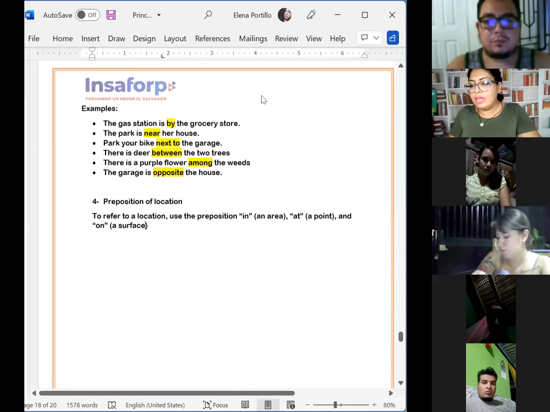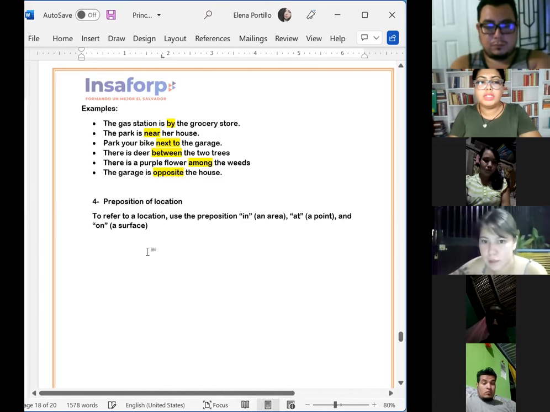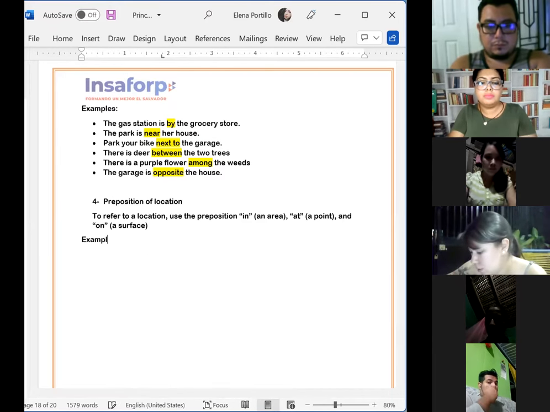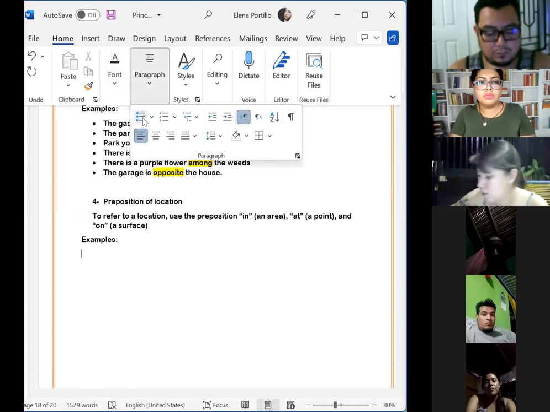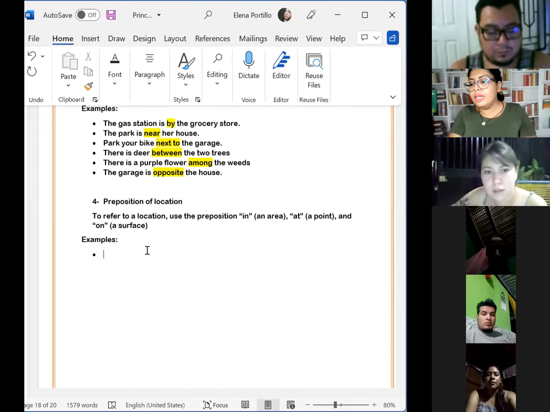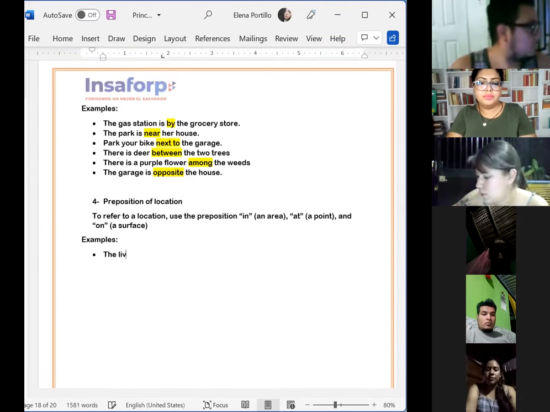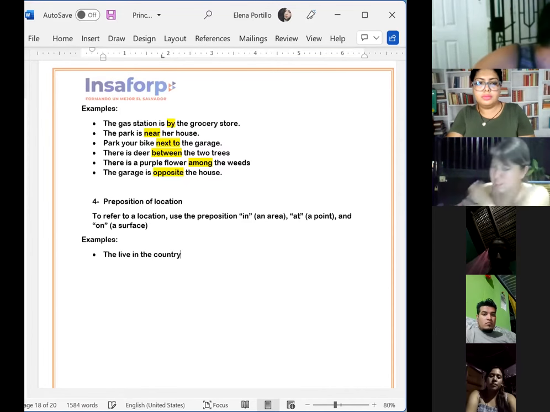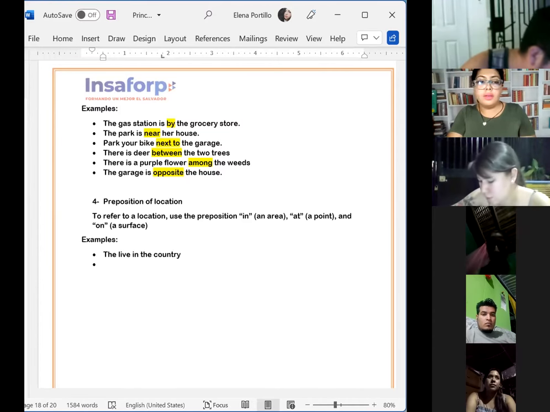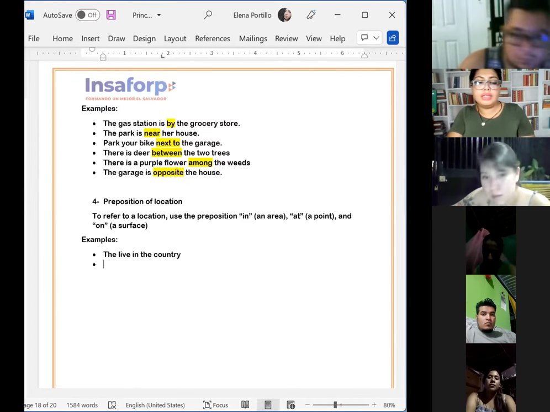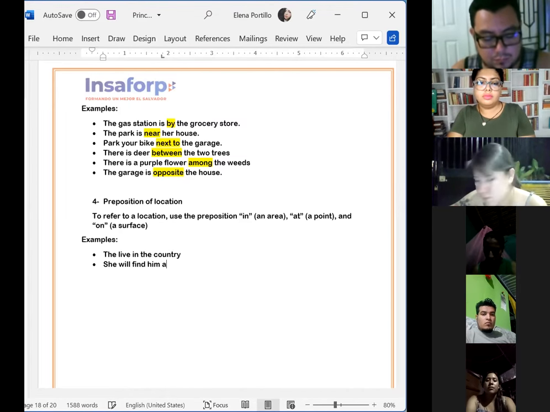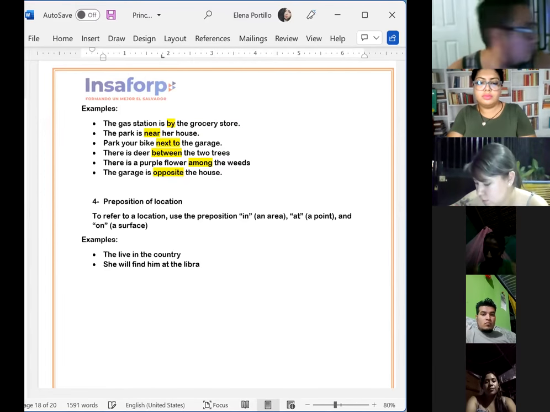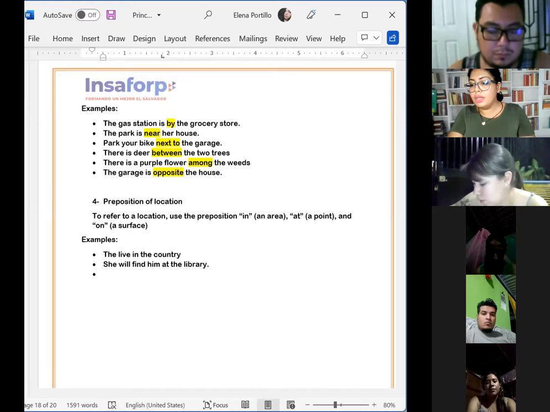And that's the information that we have about this kind of preposition. Now we are going to write some examples. And we have, they live in the country. Then we have, she will find him at the library. And the last one, there is a lot of dirt on the window.